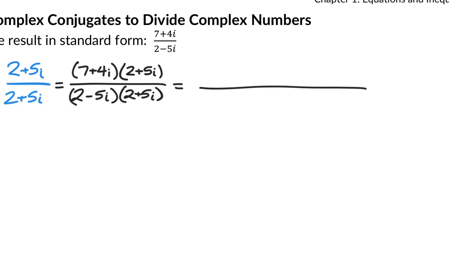We distribute along the top. I'm going to show all the work here. Because this is a double distribution, we'll end up with 4 terms at first. Then we can simplify them down.